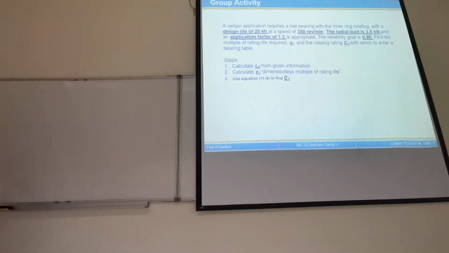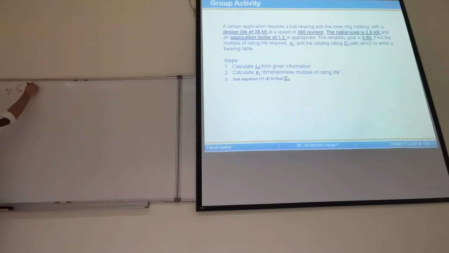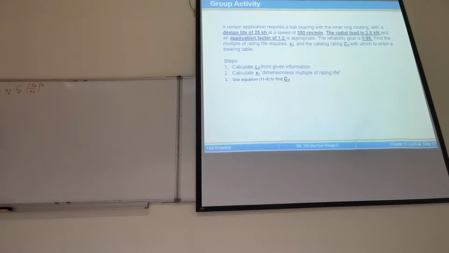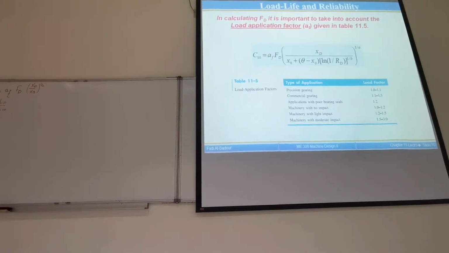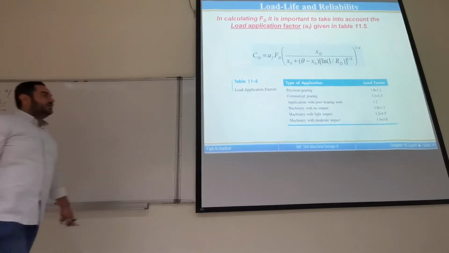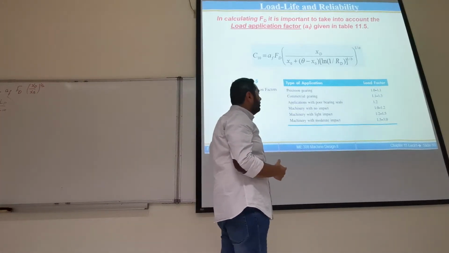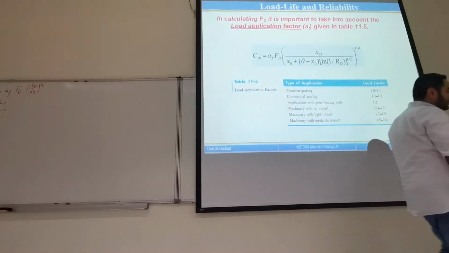Let's start with setting up the equation. So C10 is equal to the application factor times the load times, I'll give you a new term, XD over XP, to power 1 over a. XD is simply LD over L10. Now we start with the application factor. From where can I locate the application factor? We have table 11.5. Table 11.5 provides the range of load factor for different applications.